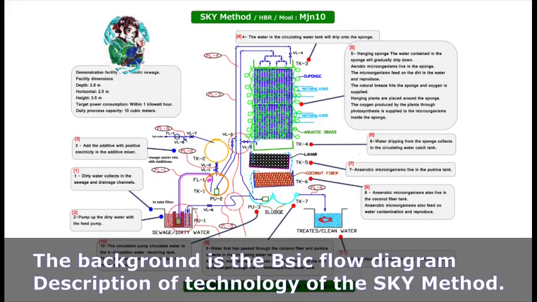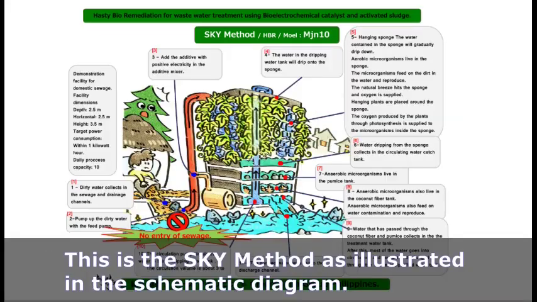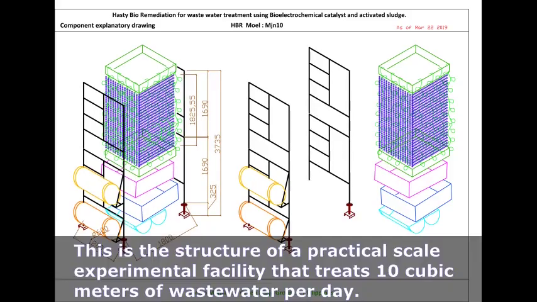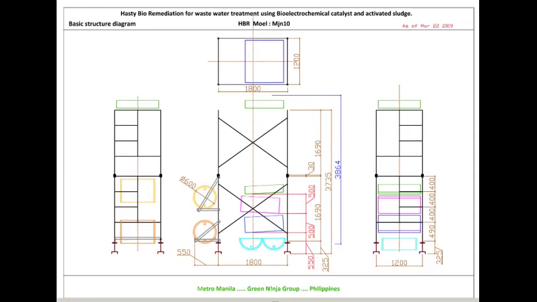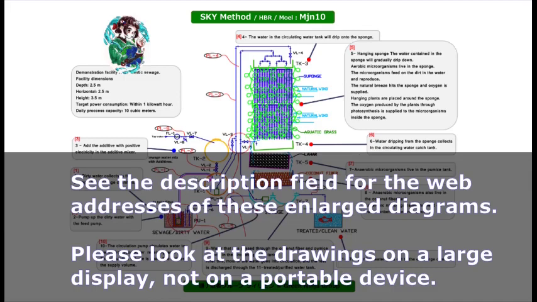The background is the basic flow diagram description of the technology of the Sky Method. This is the Sky Method as illustrated in the schematic diagram. This is the structure of a practical scale experimental facility that treats 10 cubic meters of wastewater per day. See the description field for the web addresses of these enlarged diagrams. Please look at the drawings on a large display, not on a portable device.